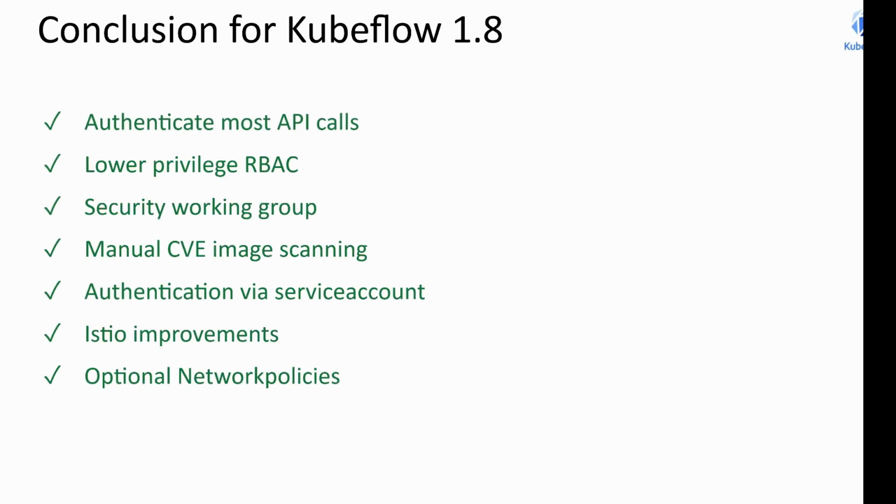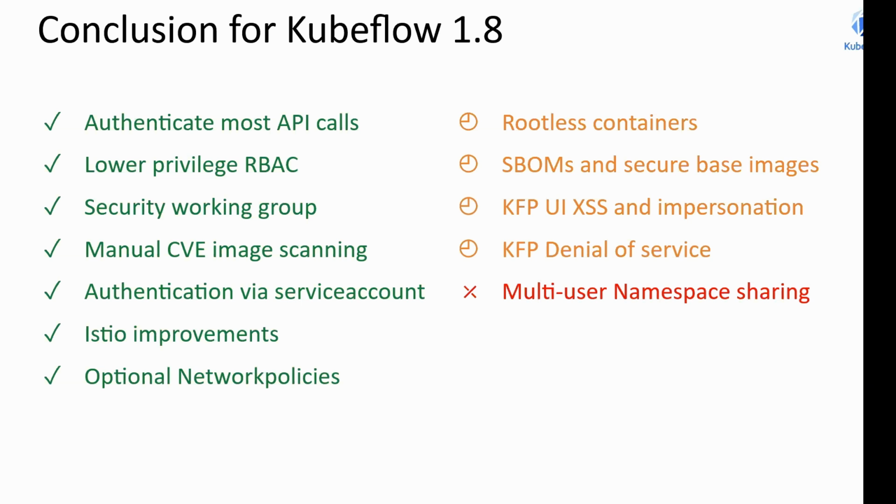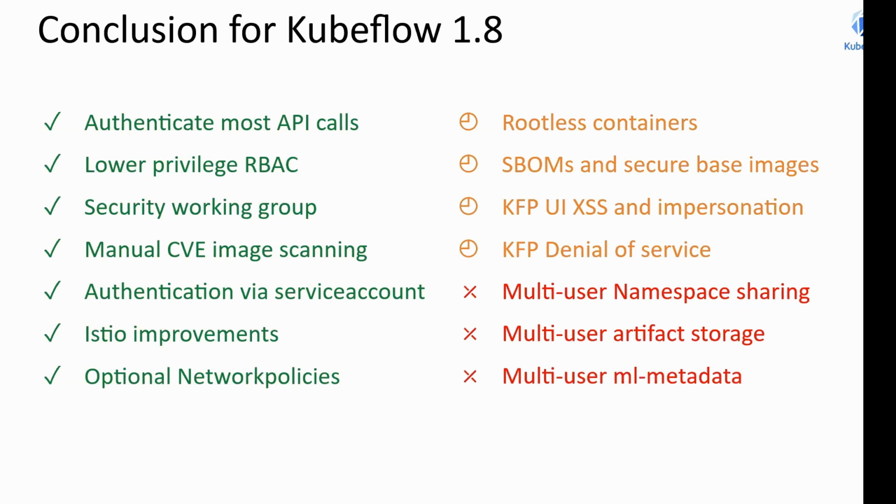So, the main improvements in 1.8 are rootless containers, software bill of materials, and secure base images. The Kubeflow pipelines UI cross-site scripting and impersonation issue just explained by Diana, and the denial of service attacks are being actively worked on or are already partially solved as shown before. But the three big multi-tenancy problems regarding multi-user namespace sharing, the artifact storage, and ML metadata are still pending. They have not yet been touched.